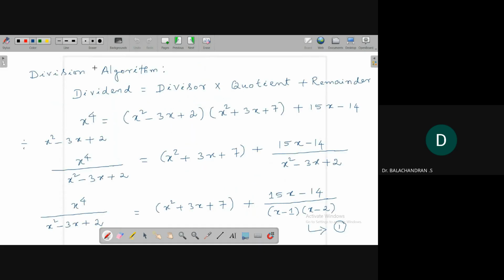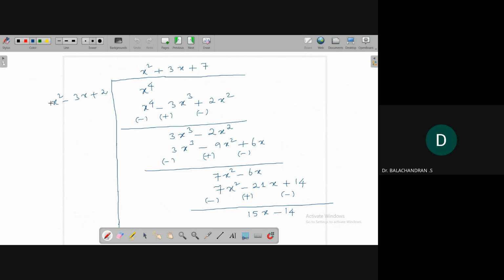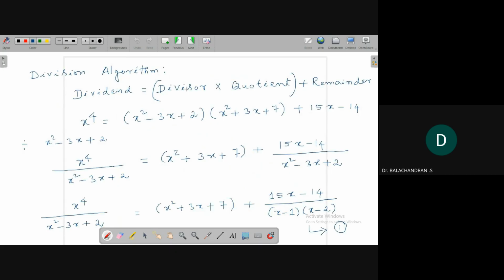Now, I'm going to use the division algorithm. The division algorithm is: dividend is equal to divisor into quotient plus remainder. So now what is the dividend here? The dividend is x power 4. This is the divisor. So dividend is equal to divisor into quotient plus remainder. You can check it. This is the divisor, this is the quotient, and this is the remainder.